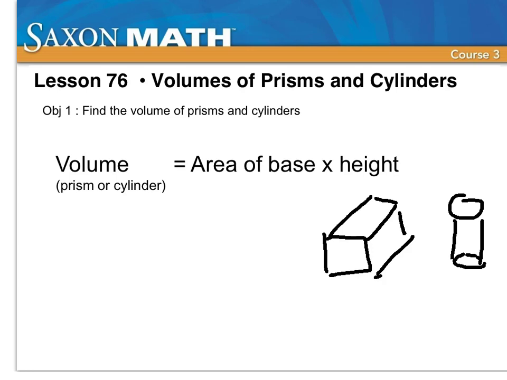Now prisms can have different bases. We could have a square base, a rectangle base, a triangle base, a trapezoid base, whatever it is. But it's got to be a 3D object. Now let's go ahead and get started.